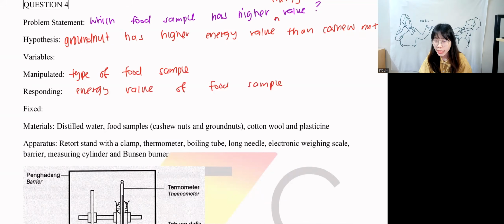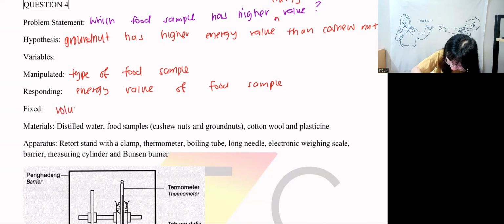May I know which has the highest energy value, wheat crackers or groundnut? Groundnut has the highest energy value because groundnut has more lipid. Volume of water used, correct? You can say initial temperature of the distilled water, also correct. Volume of distilled water or initial temperature, both also correct, yeah?